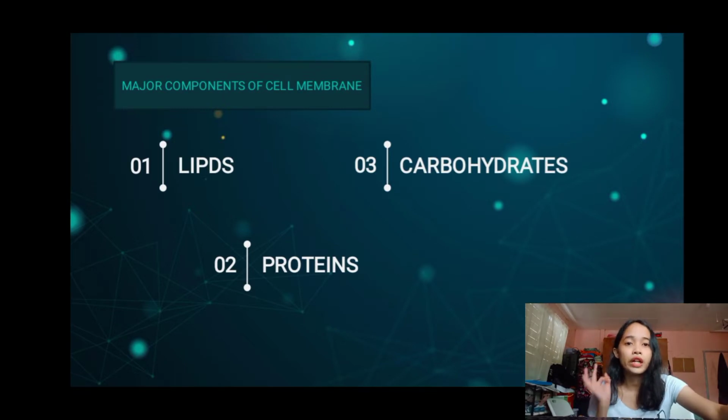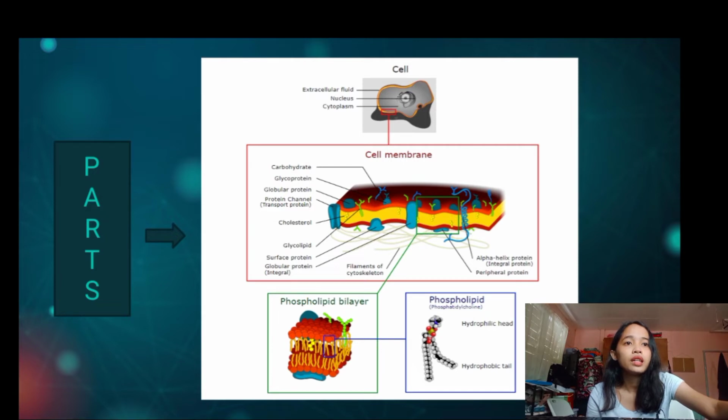So there are three major components of the cell membrane, which are the lipids, the proteins, and the carbohydrates. Next, let's go with the parts of the cell membrane. So this is the cell, the extracellular fluid, the nucleus, and the cytoplasm. Here, the red one is the cell membrane.